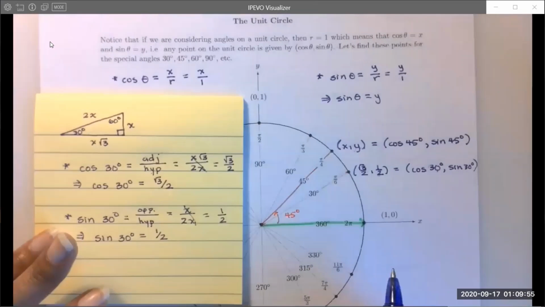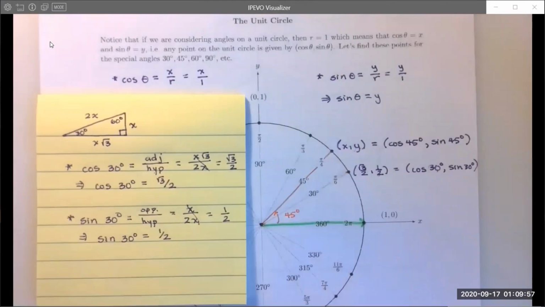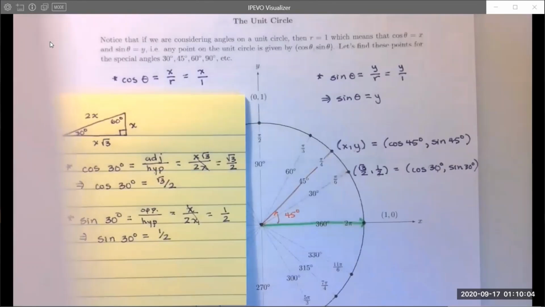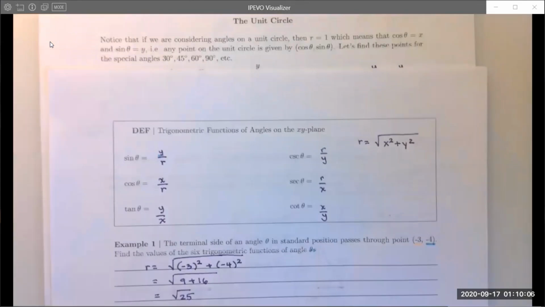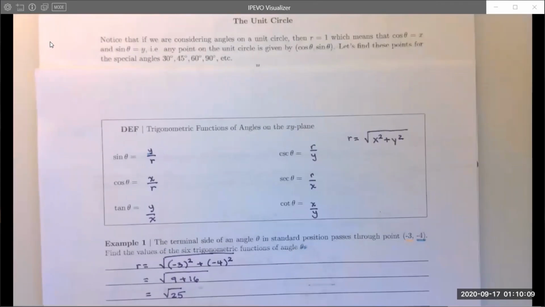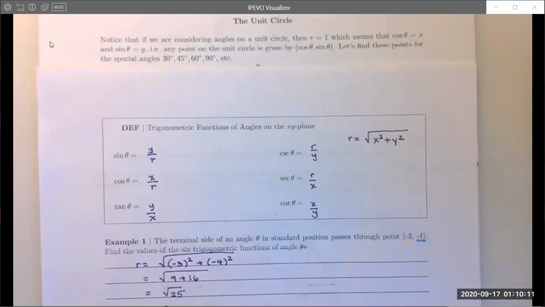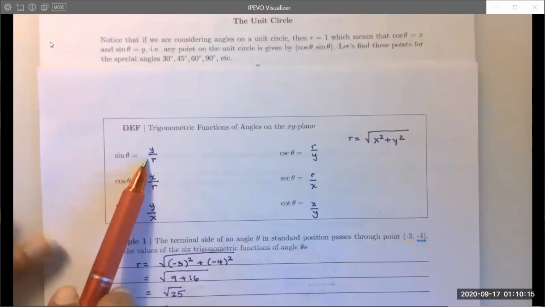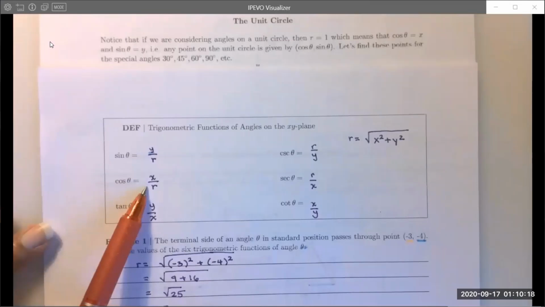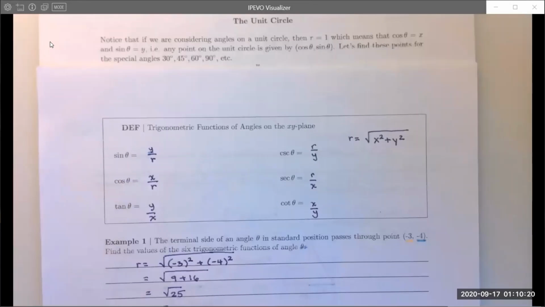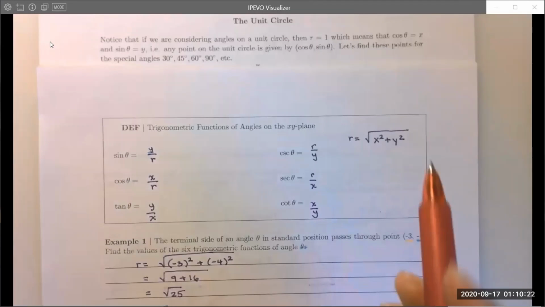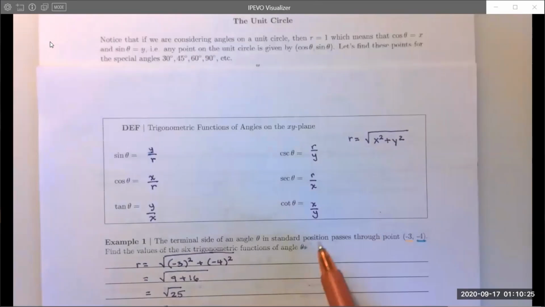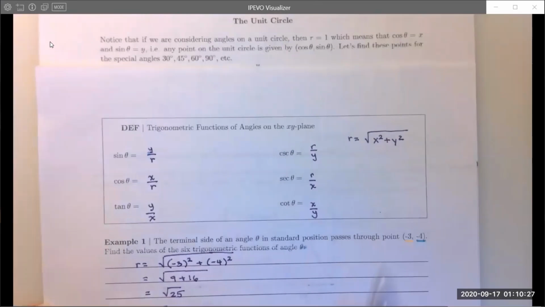Could you explain one more time why the x corresponds with cosine and the y with sine? Yeah, from page 2 at the top, when we were looking at the formulas that we derived on page 1, we saw that sine was y over r and cosine was x over r, where r is the length of the terminal side, which we can also find in this way. But r is the length of the terminal side. Let me actually write that here.